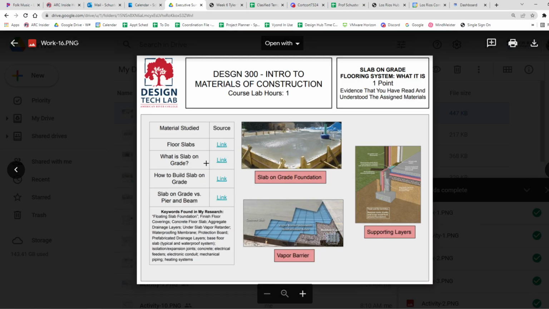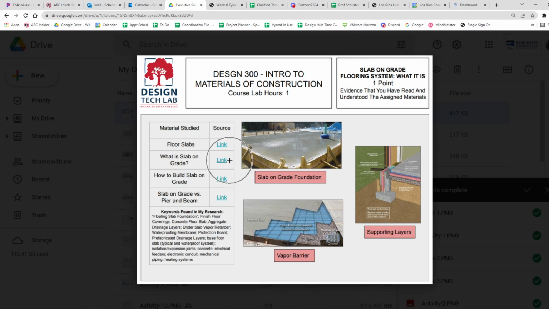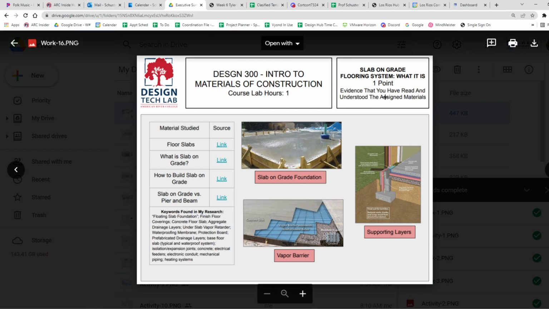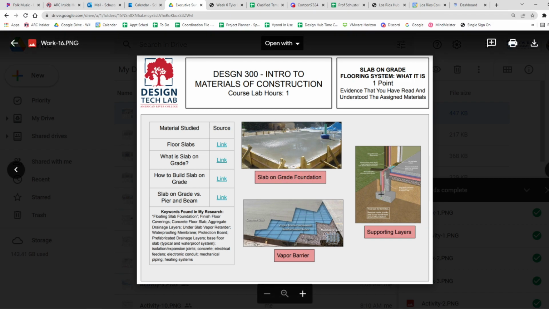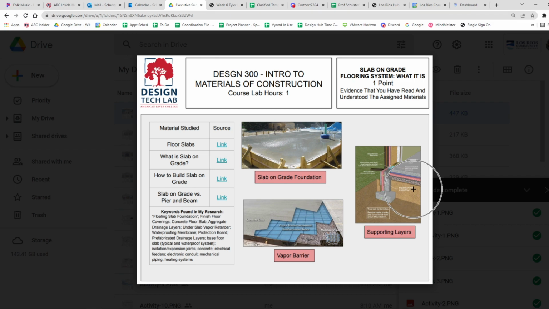Here's one from Design 300. These ones are actually fairly difficult to do, but this was an excellent example where there was something to be studied, some sources that were studied, keywords. That's a very nice thing to add in here. And this is about materials. So this was slab on grade. This is about concrete and the materials of construction of a slab or a floor. And so this really shows some nice depth of understanding. Again, I'm looking for the depth.